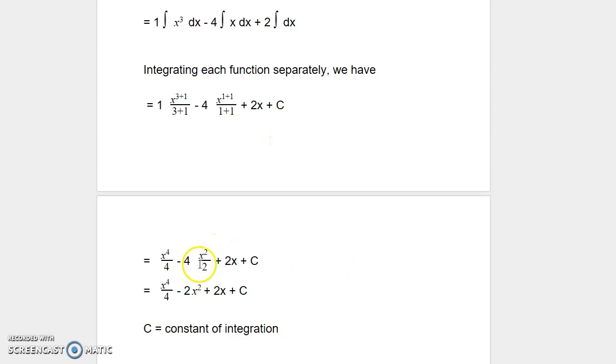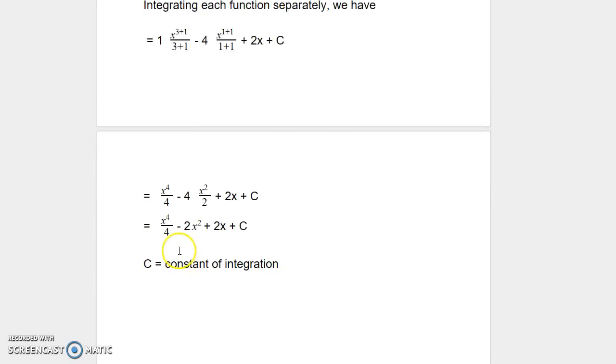So when we simplify this, it's going to convert as follows. 1 times, we're not going to write the 1 anymore, it's implied. So x to the power of 3 plus 1 converts to x to the power of 4. And in the denominator, we have 3 plus 1, and that converts to 4, minus 4 times x to the power of 1 plus 1, which converts to x to the power of 2. And in the denominator, we have 1 plus 1, which is equal to 2, plus 2x plus c.